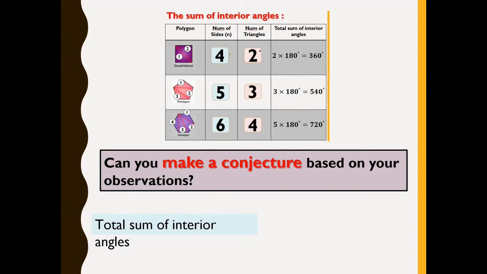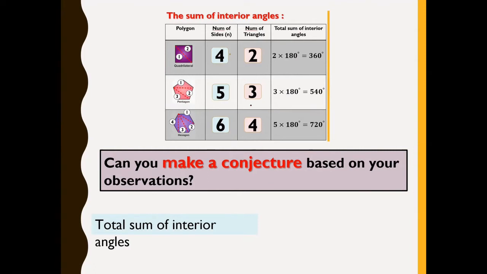After that, we multiply with 180 degrees, then we will definitely get the total sum of the interior angles. So how are we going to get the number of triangles? If the number of sides is 4, the number of triangles becomes 2. If the number of sides is 5, the number of triangles will become 3. If the number of sides is 6, then the number of triangles will become 4.